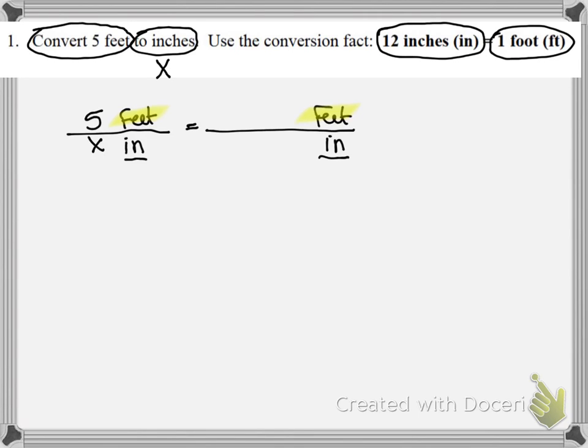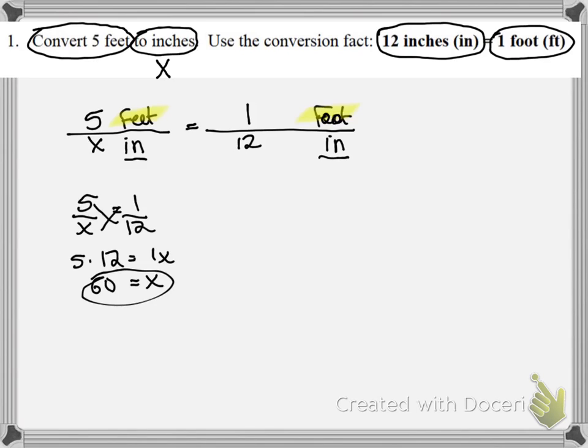So let's fill in our known ratio. Our known ratio is that in 1 foot, we have 12 inches. And if you want to change feet to foot, you can do that. So we have 5 over x is equal to 1 over 12. We cross multiply, we have 5 times 12 is equal to 1x. So x is 60.